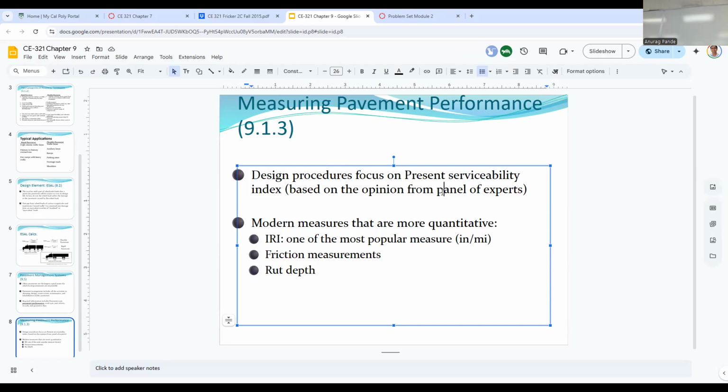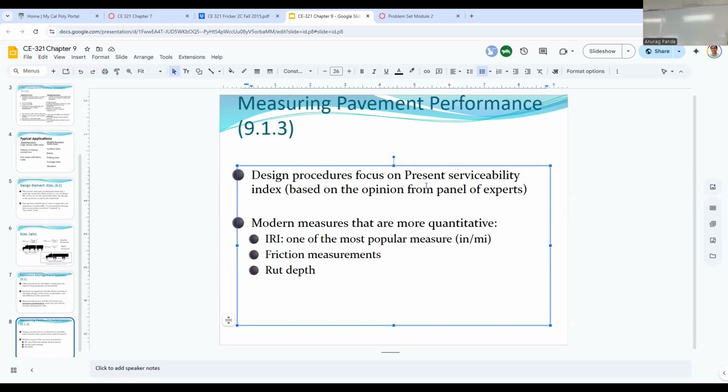If the pavement is too damaged, the PSI value will tell you that. All pavements have a threshold: if the PSI goes lower than this, you have to rehabilitate or repair that pavement so that you can bring up the PSI. That's based on the opinion of a panel of experts. Nowadays, because it has become easier to do so, the modern measures are much more quantitative in nature.